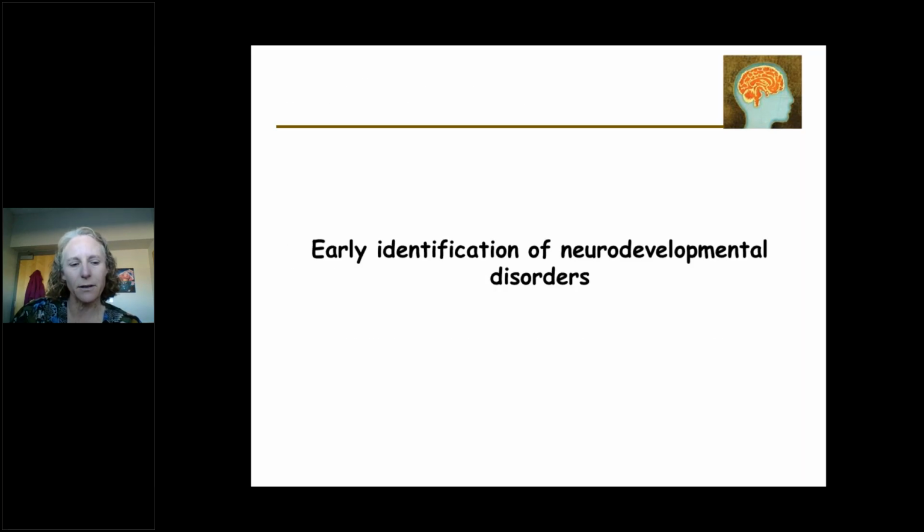One of the options along these lines is to look for early identification, for example, of neurodevelopmental disorders. Many of these things are relevant to neurodegenerative disorders and other disorders as well. But what I'm going to talk to you about today are things that are relevant to neurodevelopmental disorders.